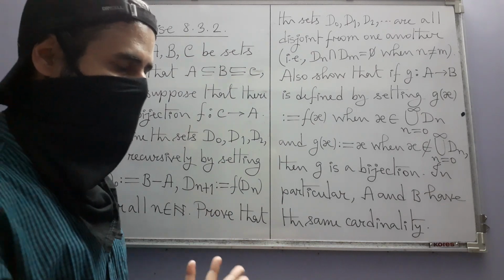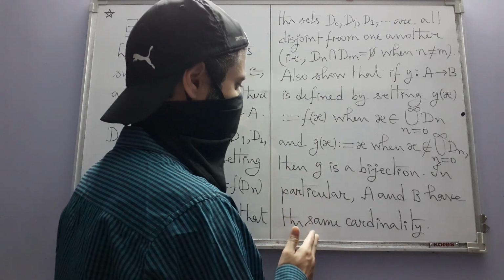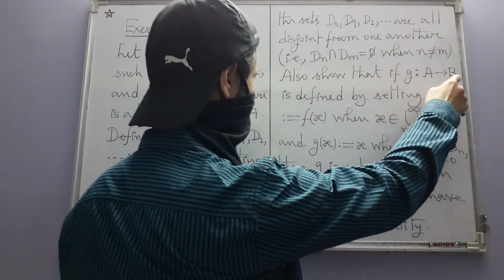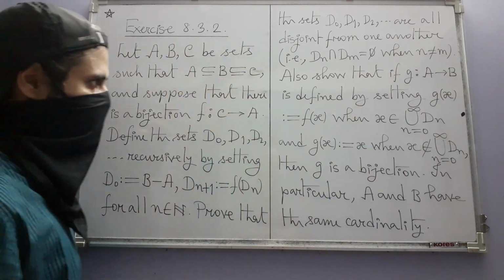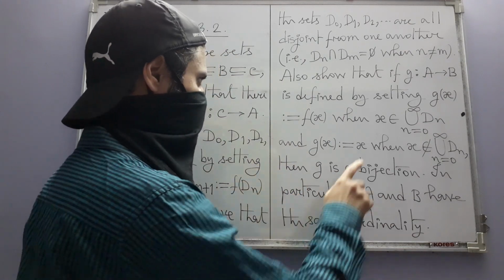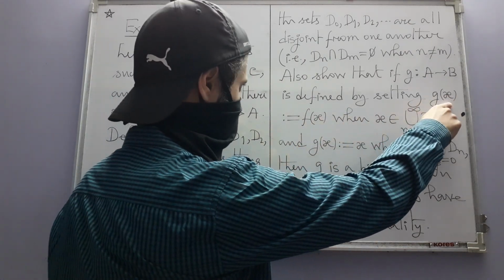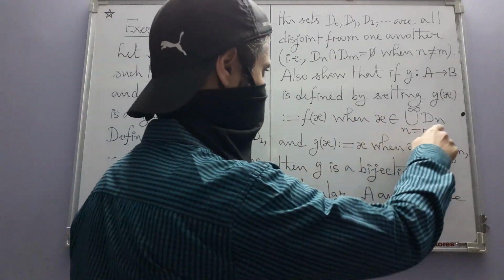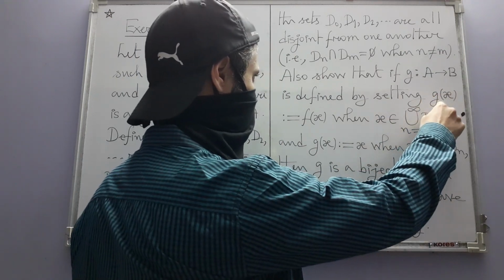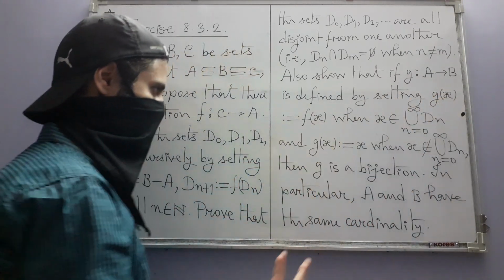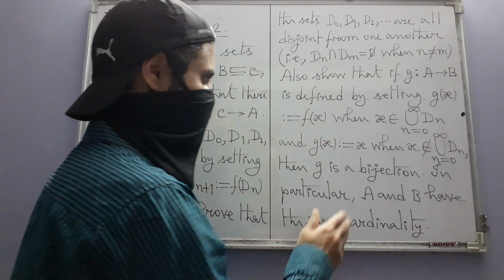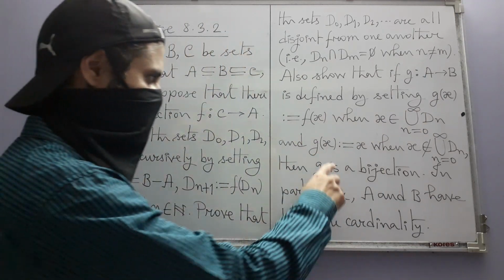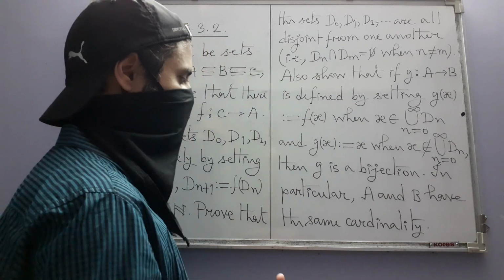And then there is another thing that we need to show, which is about a function that has been defined, a function g from A to B, defined like this. If the input x belongs to at least one Dn, that means if the input belongs to this union, then the G image of x is defined to be just the F image of x. But if the input does not belong to any of the Dn's, then G of x is defined to be equal to just x.